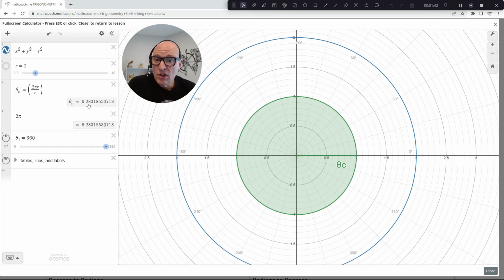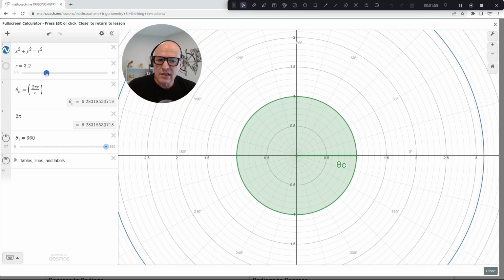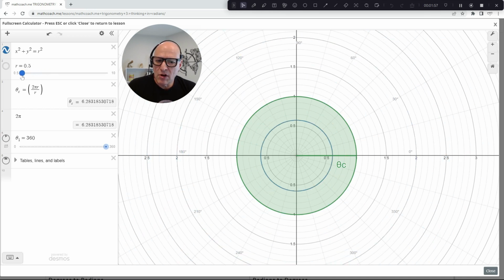This is the numerical representation of 2 pi, 6.28, and it goes on and on and on, just like pi does. And we can see that that's the same as 2 pi, right? So regardless of the size of our radius, regardless of how small or how big it is, this never changes, okay? So once around a circle: 360 degrees, or 2 pi radians.